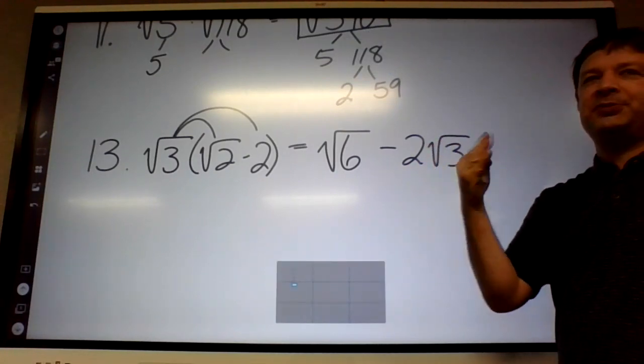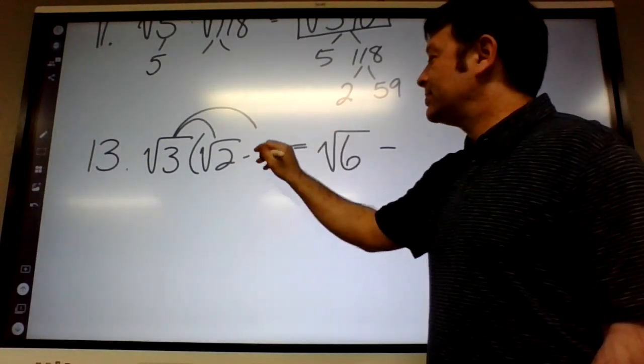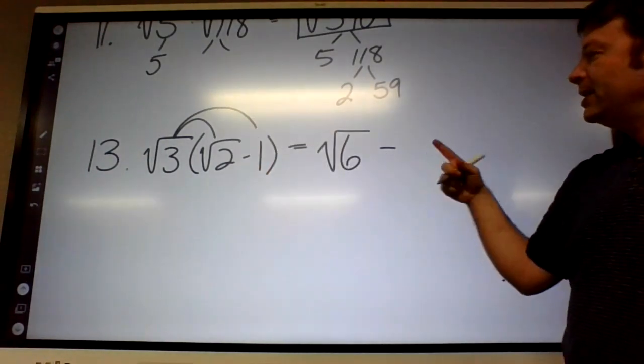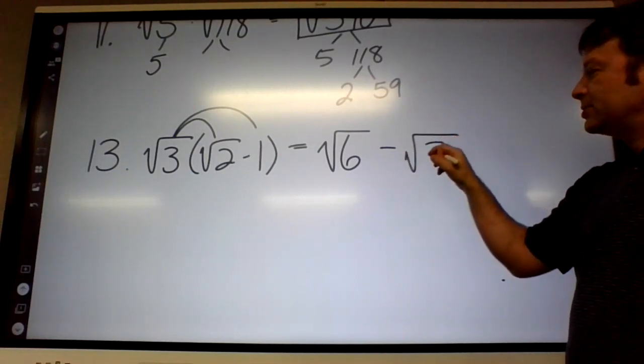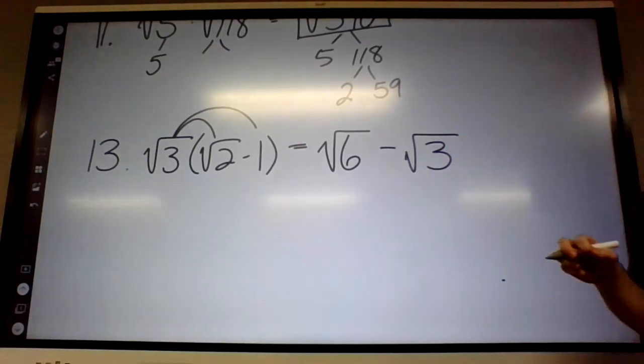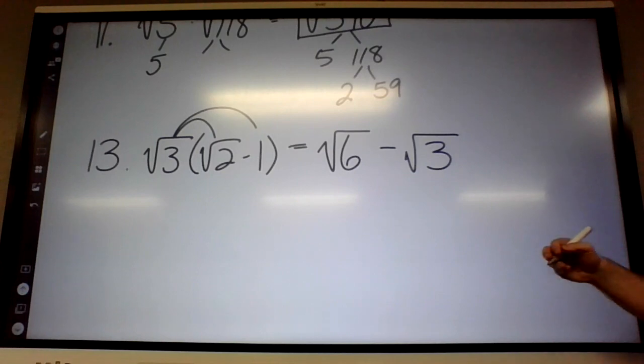It's kind of like what's 2 times x. But in this case, it was just a 1. So what's 1 times square root of 3? It's 1 square root of 3, or just square root of 3. Just like in x. 1 times square root of 3 is square root of 3.